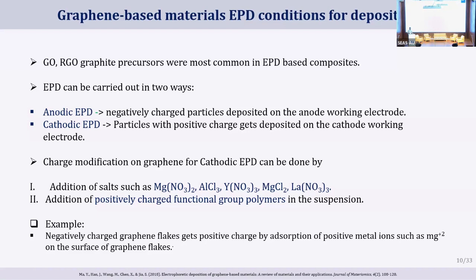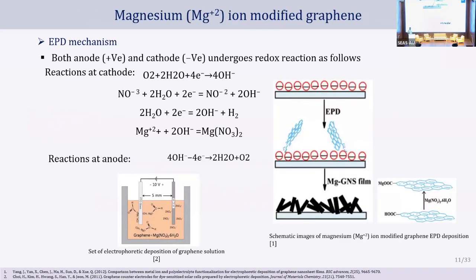If we modify the charges of the graphene, which previously had a negative charge, with a charge modifier such as magnesium nitrate, one of the salts that can modify the charge of graphene, the negative charge of graphene converts into a positive charge. I use magnesium nitrate to modify the charge. Now if we supply the charges to the electrodes, the graphene will move towards the negative electrode.